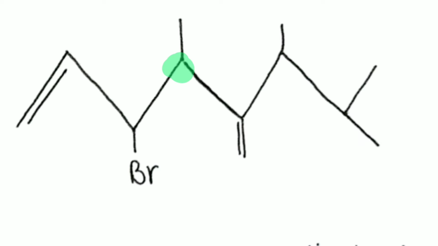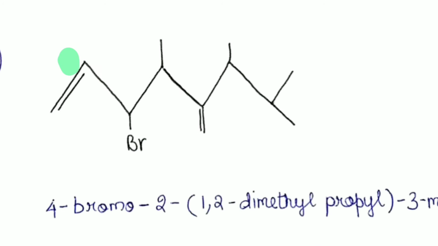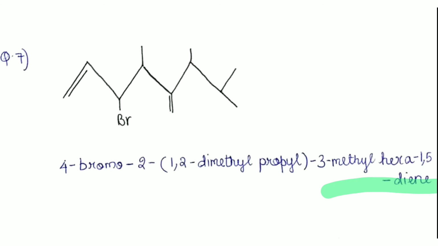Then 3-methylhexa-1,5-diene. That's the name of this compound. Let's go through it again. 4-bromo, because the fourth locant from the right is given to this bromine atom. So now 4-bromo-2, then open the bracket, 1,2-dimethylpropyl, 3-methylhexa-1,5-diene. That's the name of this compound.